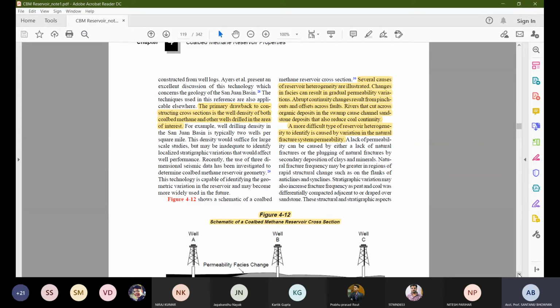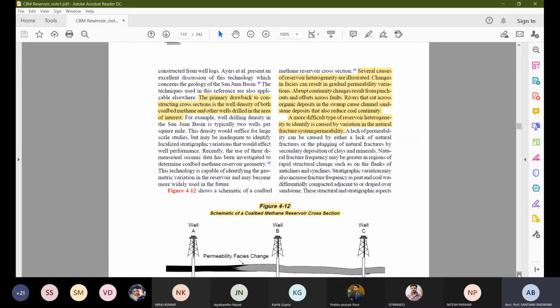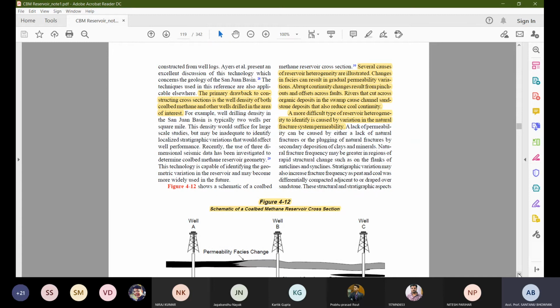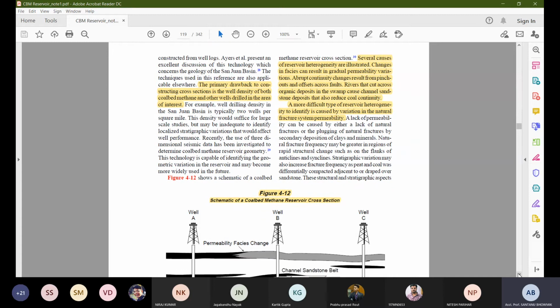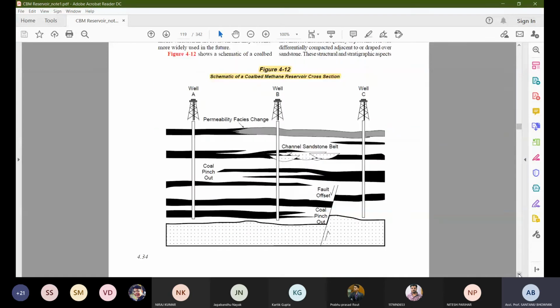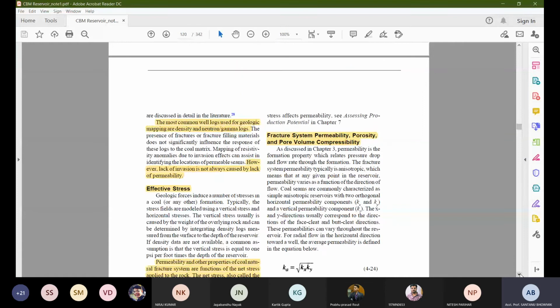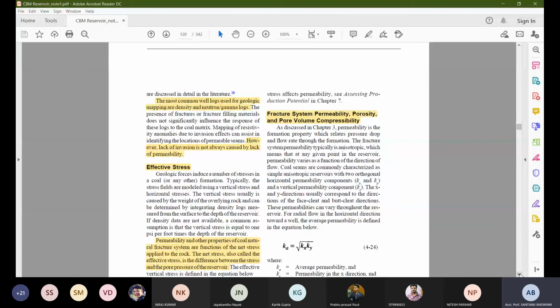Okay, so again, there is a lot of variation depending on what material is deposited inside the discontinuity. So all these factors are going to greatly affect the flow system or the permeability concepts. Okay, so what can we see and how can we measure? The most common well logs used for geologic mapping are the density and the neutron or the gamma logs.